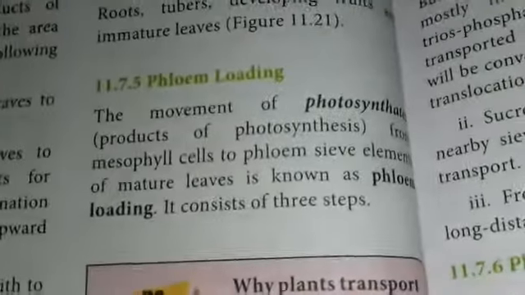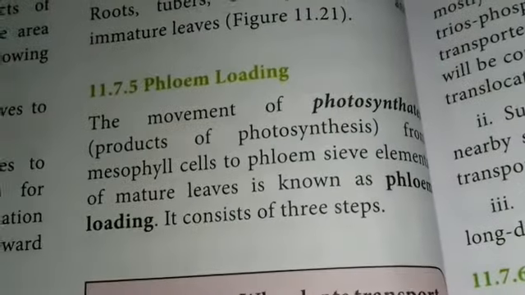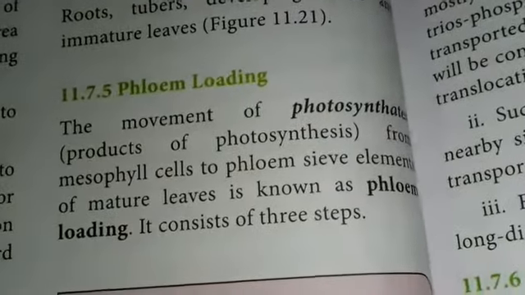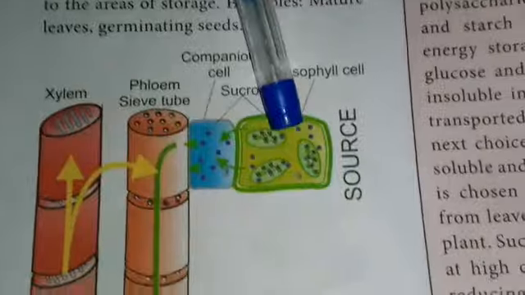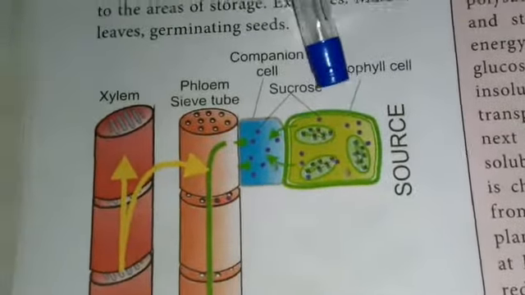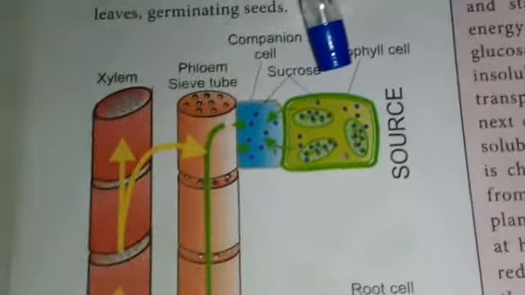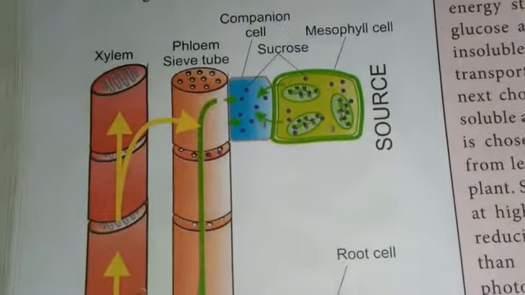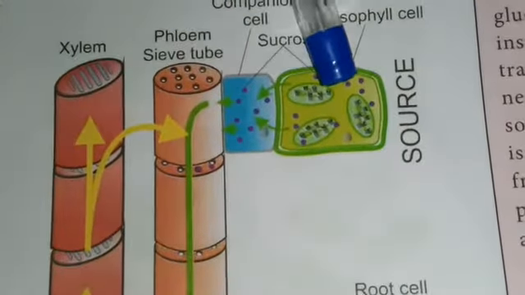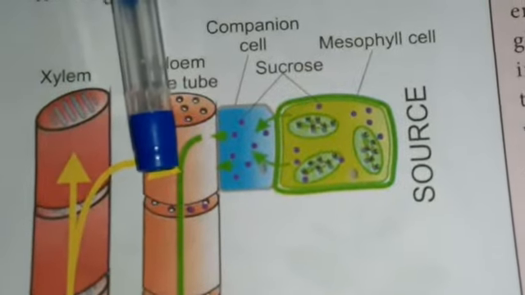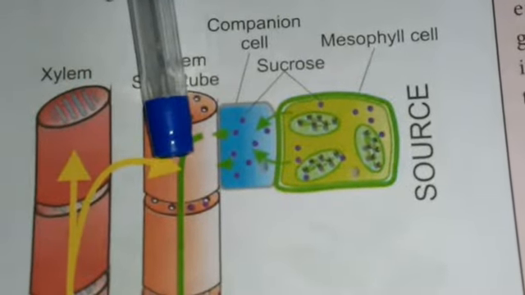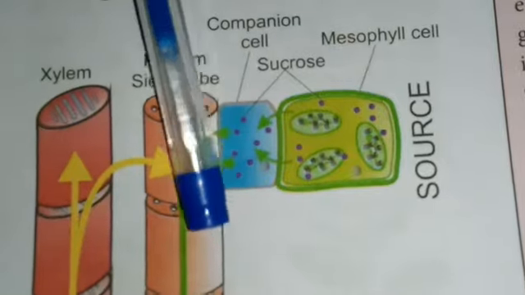The next topic, phloem loading. Photosynthesis produces starch. The product of photosynthesis moves from the mesophyll. Mesophyll is the part of the leaf, the entire tissue present between the upper and the lower epidermis of the leaf. The movement from the mesophyll cells to the phloem sieve elements of a mature leaf is known as phloem loading.